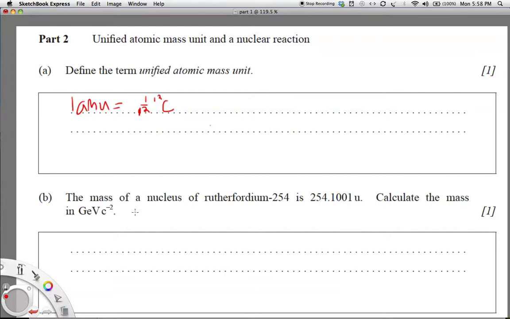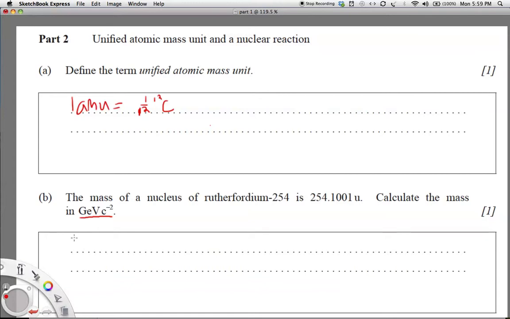Now B, the mass of the nucleus of Rutherfordium-254 is 254.1001 atomic mass units. Calculate the mass in electron volts. So what I need to do is take this mass and convert it into the mass in giga-electron volts per c squared. If it was just asking for the energy, it would just be giga-electron volts, but it's asking for it in GeV times c to the negative 2, and that has to do with the E equals mc squared equation.